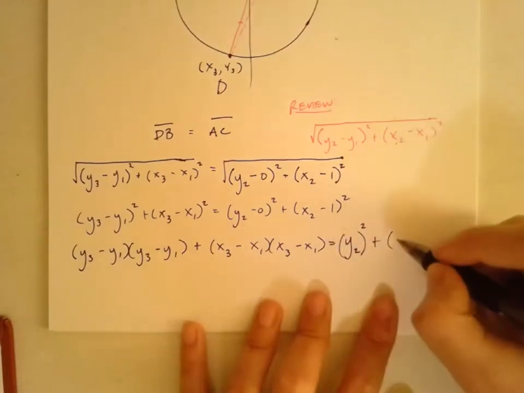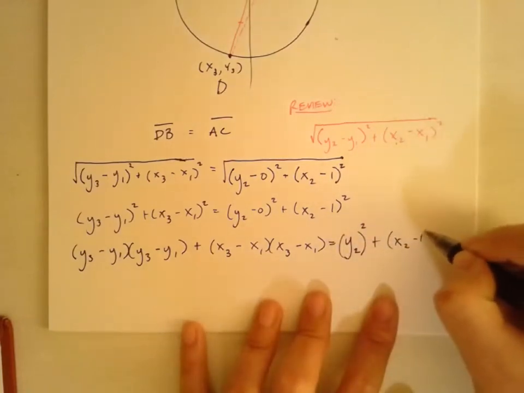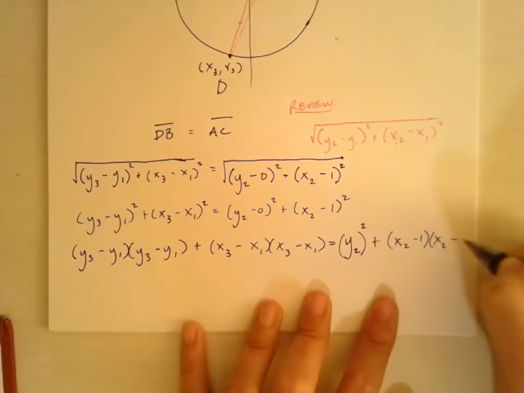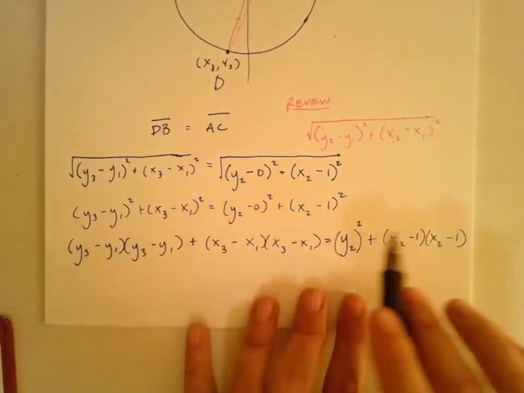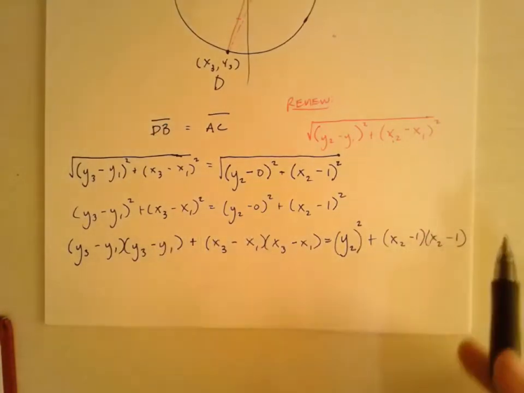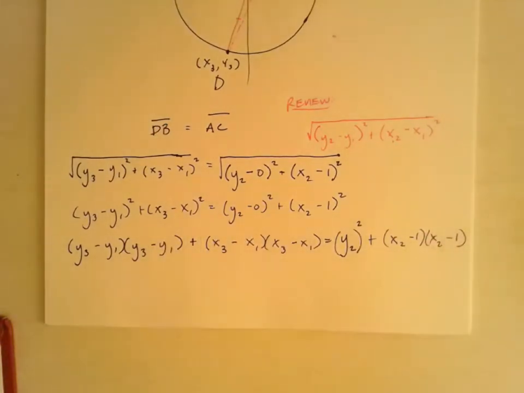Plus, and remember I have to FOIL out that last thing, (x sub 2 minus 1) squared, and I would FOIL out those things. So that's what I'm doing in this step. But again, I'm not going to go through multiplying every little thing with you. I am just going to show you what all of that would be simplified.